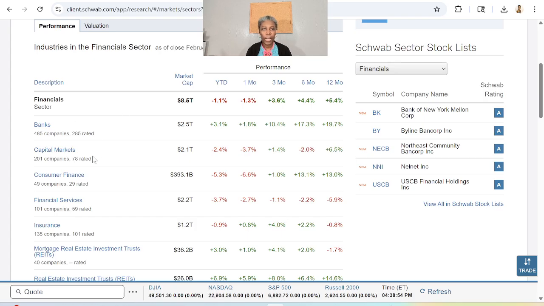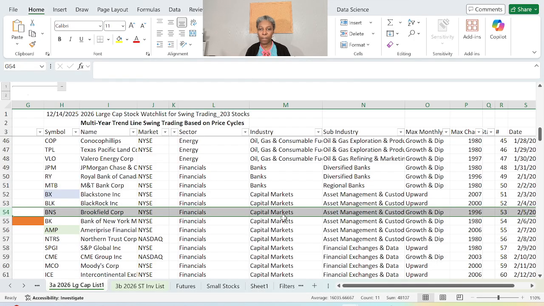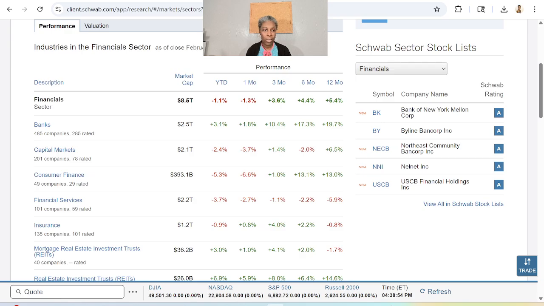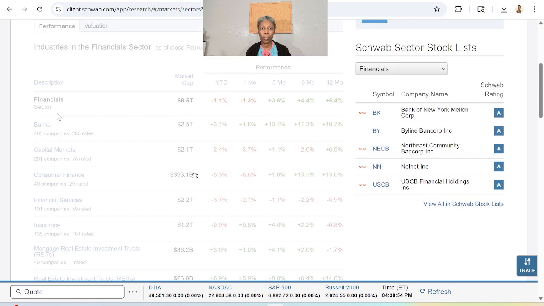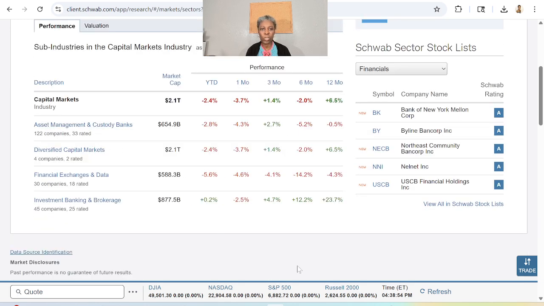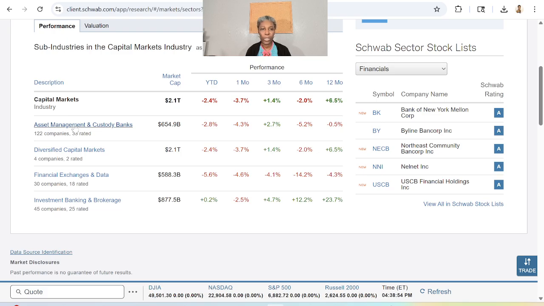So under finance, we have those sectors, in fact industries, and they have the market capitalizations here for all the companies within the sectors. And when we go back to our BNS, for instance, it is in financial and capital markets. So capital markets, that would be this one. When I click on it, it shows me those sub-industries, and I'm seeing asset management here, and that'll be this one.